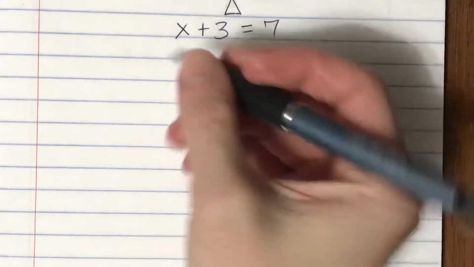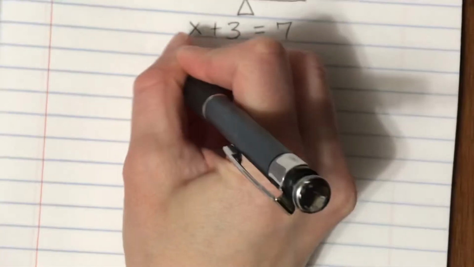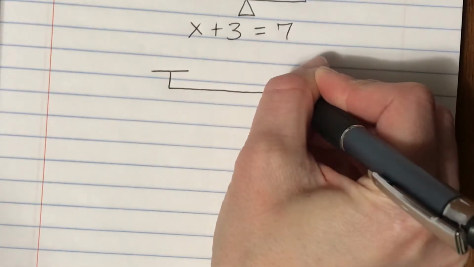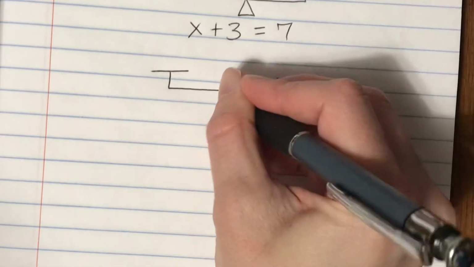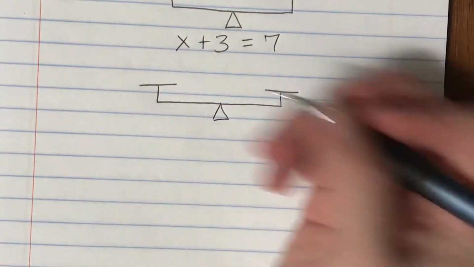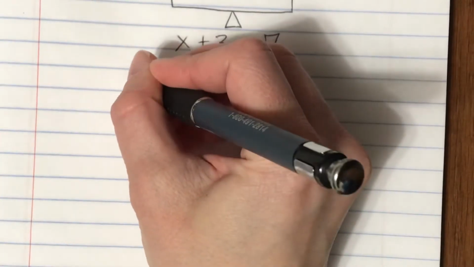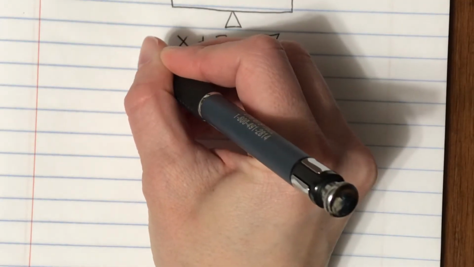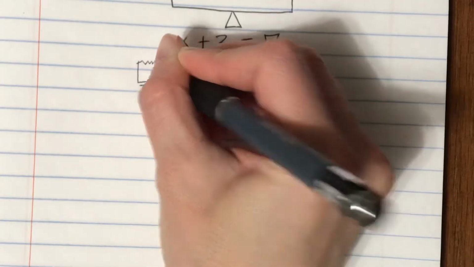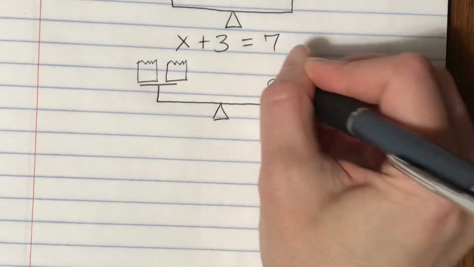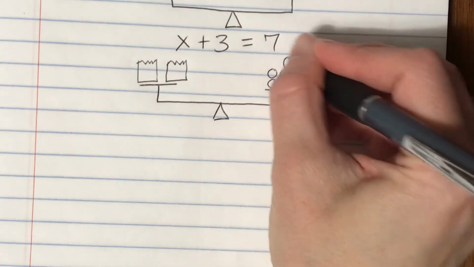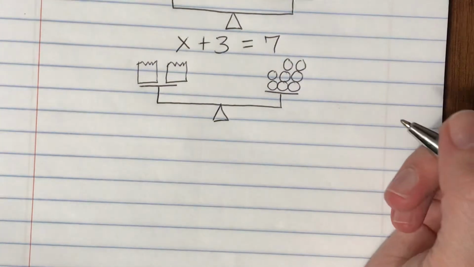So let's think about the bags and the apples again. Again, I'm going to draw a balance. So I'm going to start out with my balance with my triangle in the middle. They're even, right? So that we know that they're equal. And now I'm going to draw 2 bags. So 2 bags. And on this side, I'm going to draw 1, 2, 3, 4, 5, 6, 7, 8 apples.